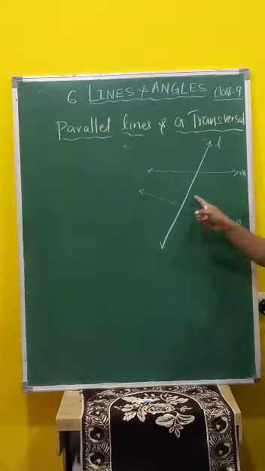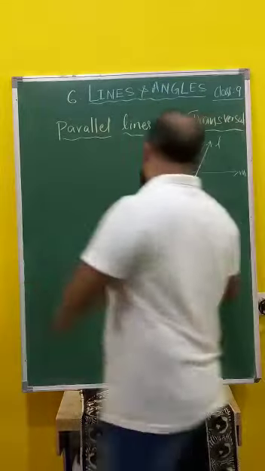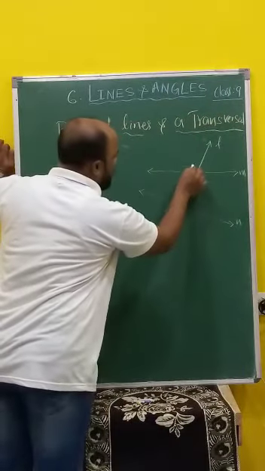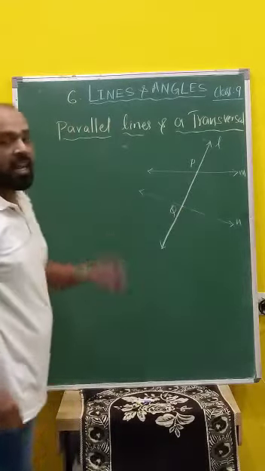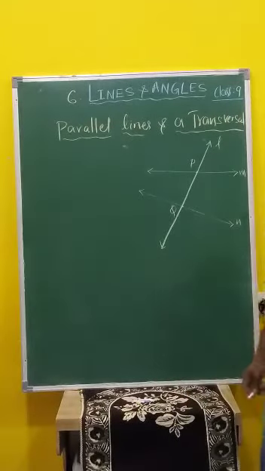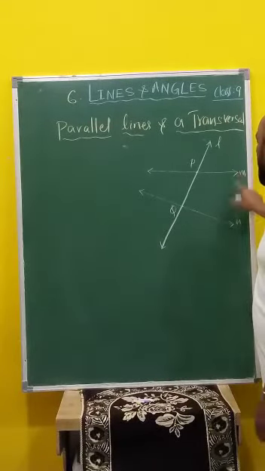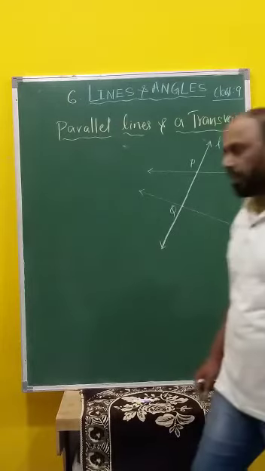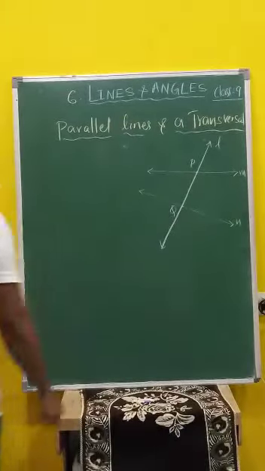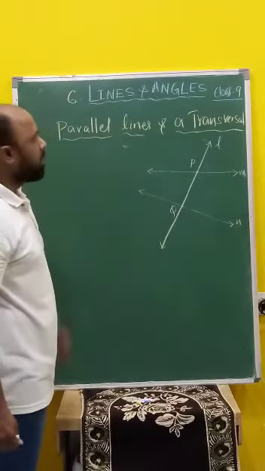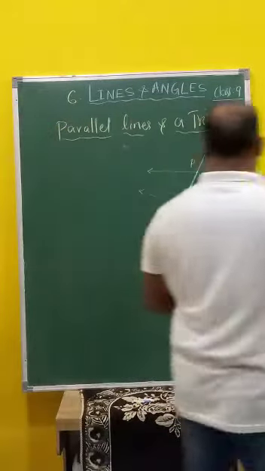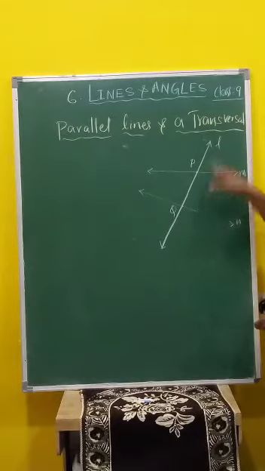What is the transversal? A line which intersects two or more lines at distinct points. Suppose it is intersecting at P and here intersecting at Q. L is called the transversal, and M and N are the lines. Clear, children? Transversal means a line which intersects two or more lines at distinct points. Here M and N are lines and L is the transversal.